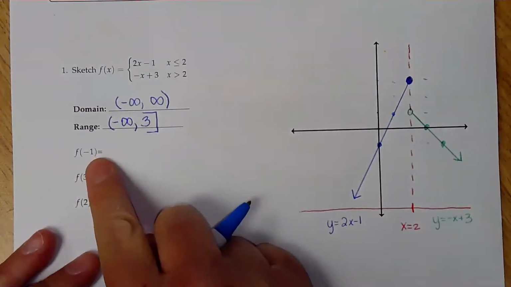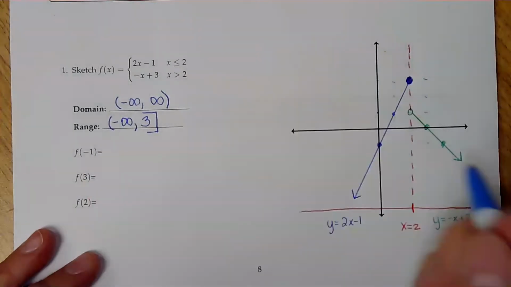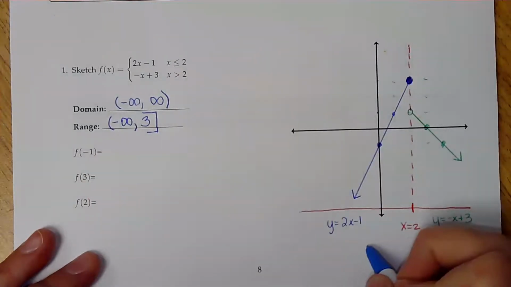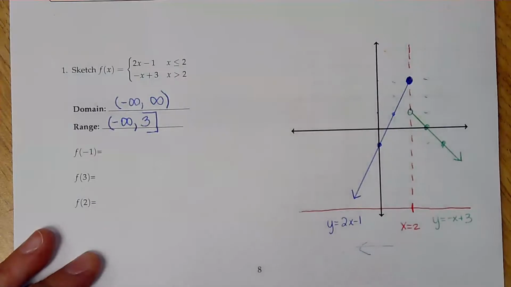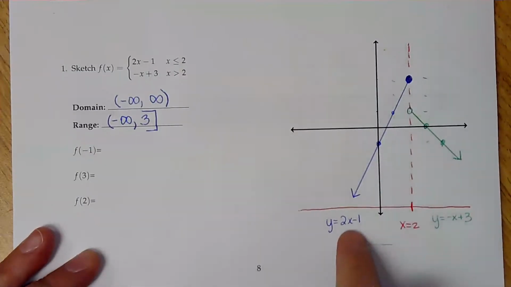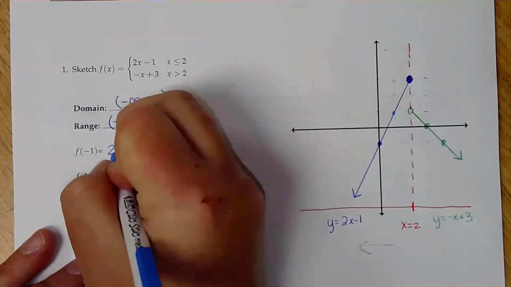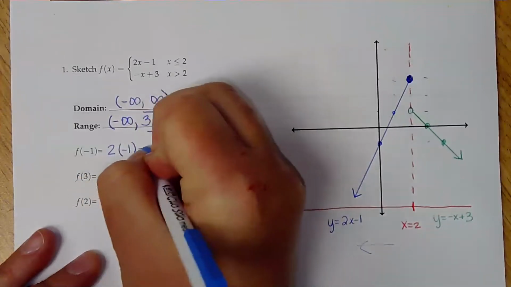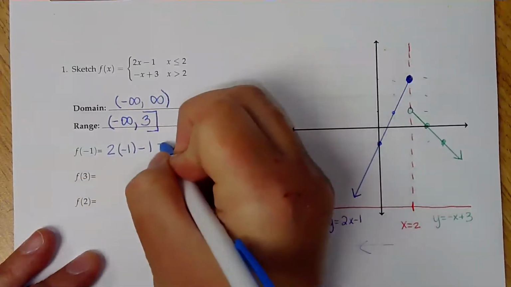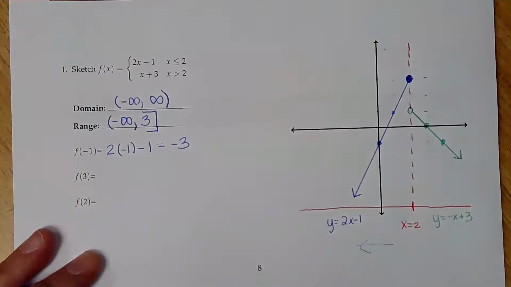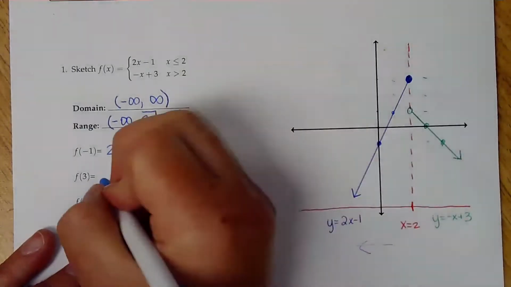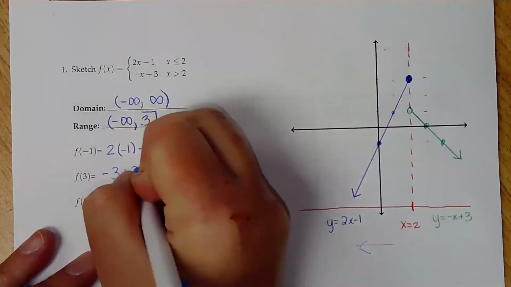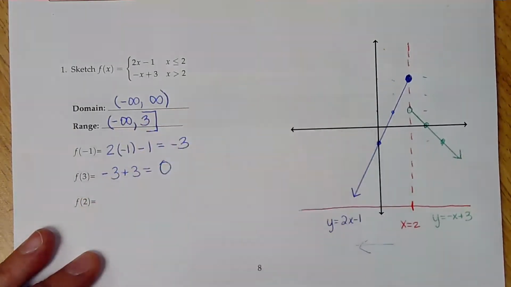Now let's find these values. So f of negative 1. Negative 1 is on this side of the graph, so I'm going to use this function. So I get 2 times negative 1 minus 1, and that's going to be a negative 3. F of 3, so here's x equals 2, so 3 is on this side, on the green side. So I'll plug 3 in for x. So I get negative 3 plus 3 is 0.